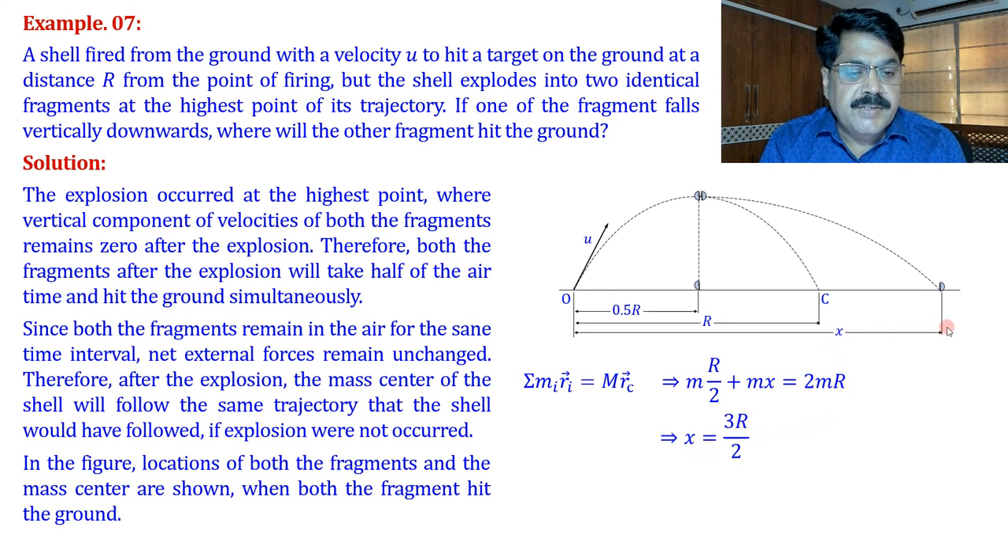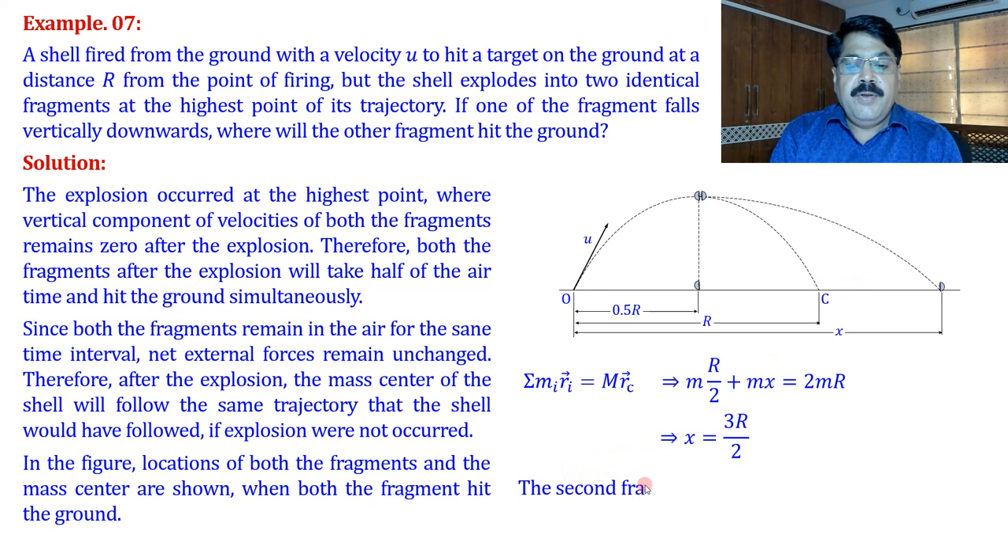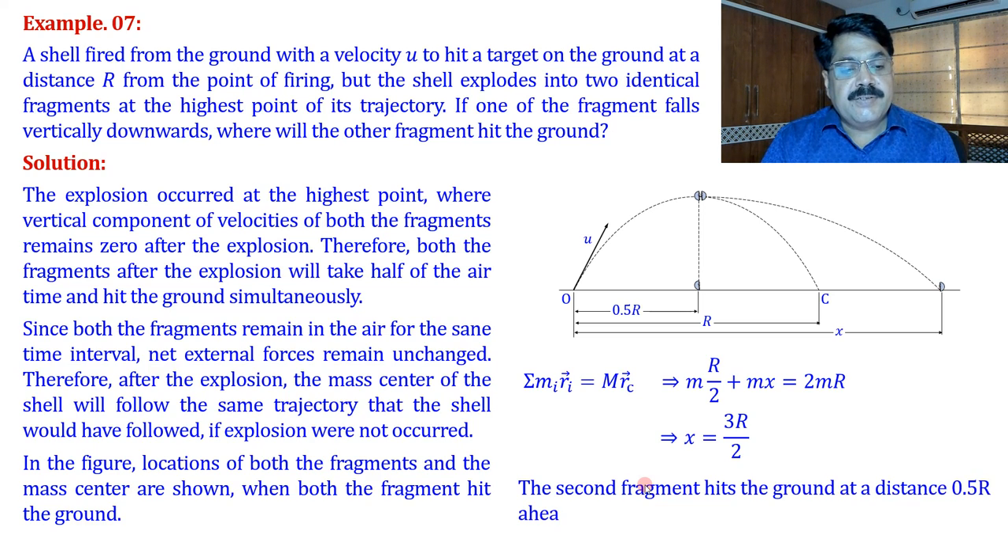If x is 3r by 2, this means the second fragment will hit 0.5 r ahead of the target, because the target was here. The second fragment hits the ground at a distance 0.5 r ahead of the target.